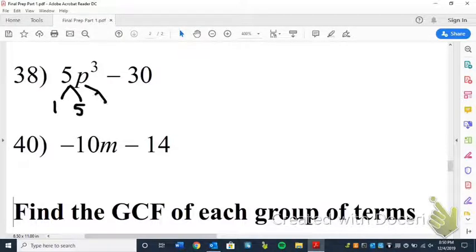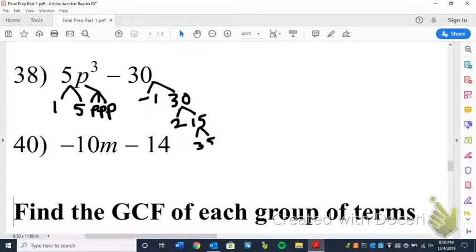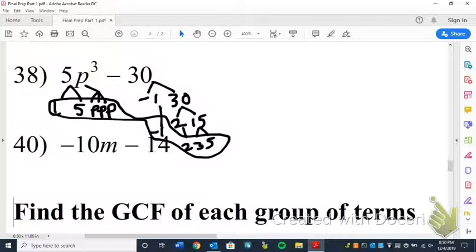5p cubed, well, 5 is a prime number, so that's just going to give us 1 and 5. And then p cubed gives us 3 p's. Now, because 30 is negative, I always need to keep track of that negative. So I'm going to pull out a negative 1 times 30. Then I'm just going to start pulling out prime numbers. Pull out a 2, you get 2 times 15. 15 is 3 times 5. So that gives me a prime factorization of negative 1 times 2 times 3 times 5. So that's the prime factorization of both terms.